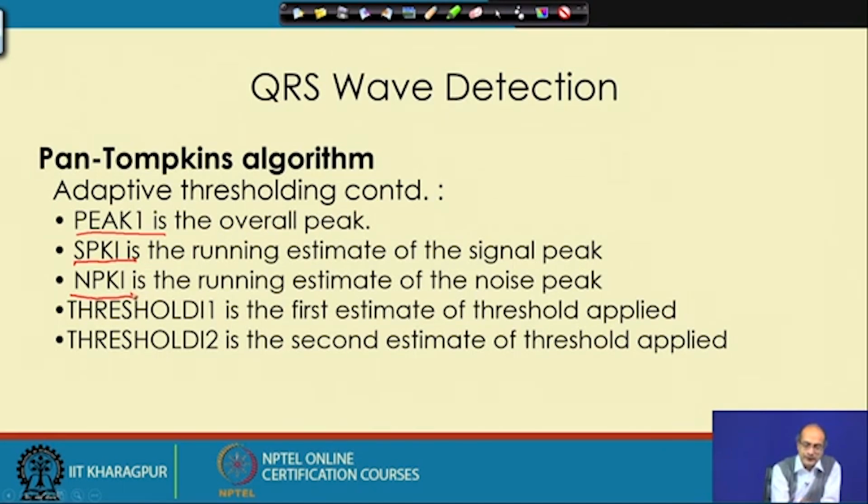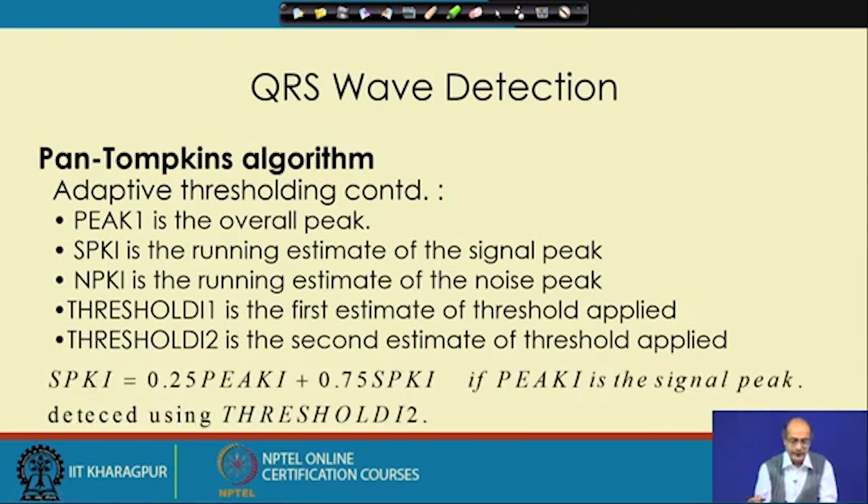Using these two running estimates of the signal and the noise peak, threshold 1, that is the first estimate of the threshold, is calculated. And half of the value of the first threshold gives a lower threshold, which we call the second threshold, or threshold 2. So, with that we proceed, and here one more thing.